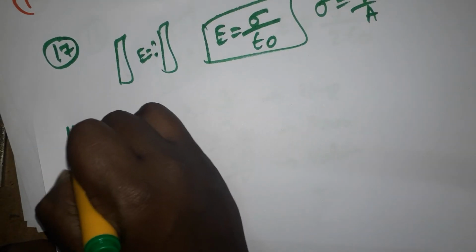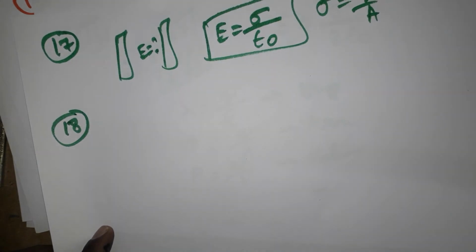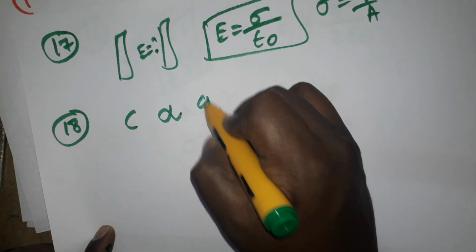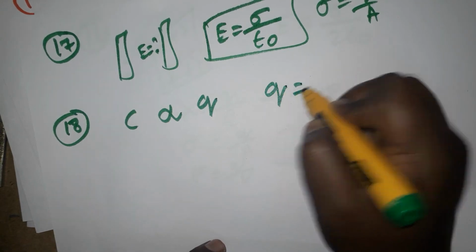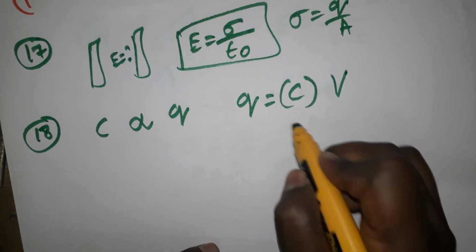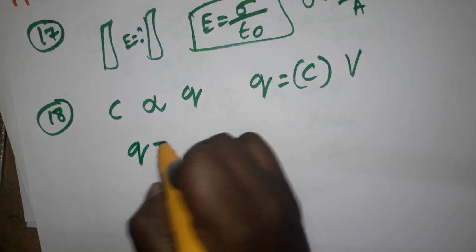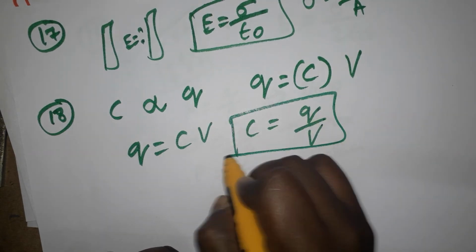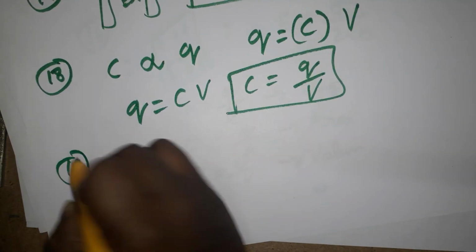Okay, formula number 18. Capacitance. Capacitance is directly proportional to charge. Q is equal to a constant times voltage. C is the capacitance of the capacitor. Q is equal to CV. C is equal to Q divided by V.